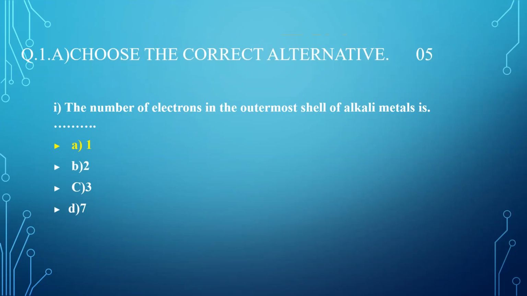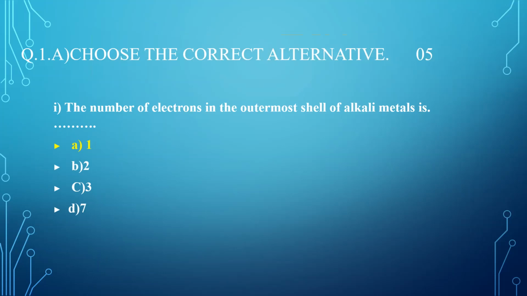1A. What is question number 1A given, students? Choose the correct alternatives. Yes, see, so choose the correct alternatives. There will be 5 questions and it consists of 5 marks. See, can you see that on the right hand side 5 is written? So that is the marks given to this question number 1A.